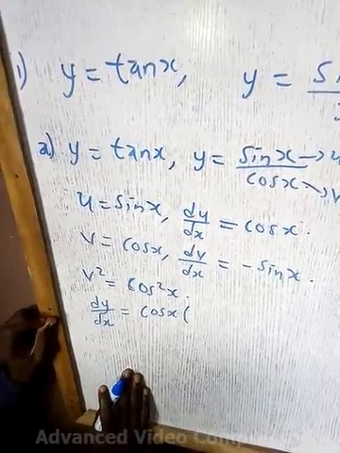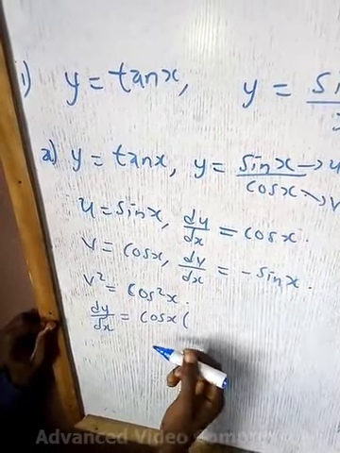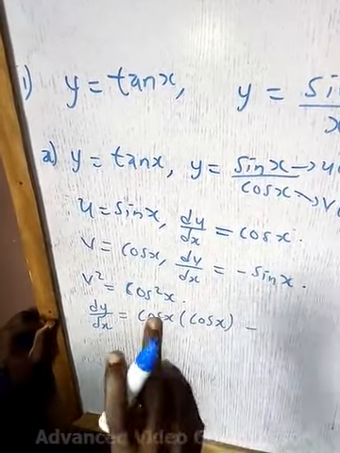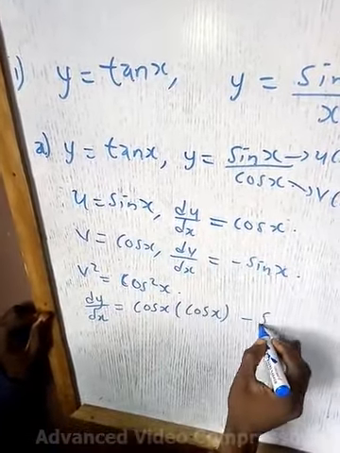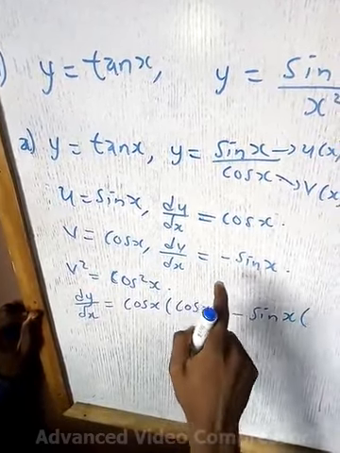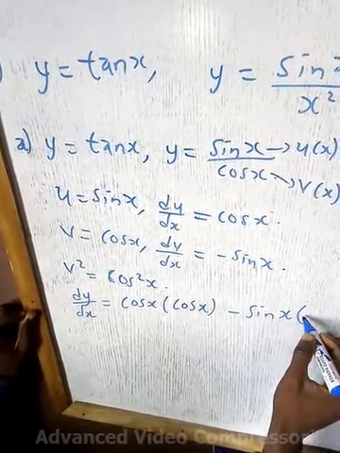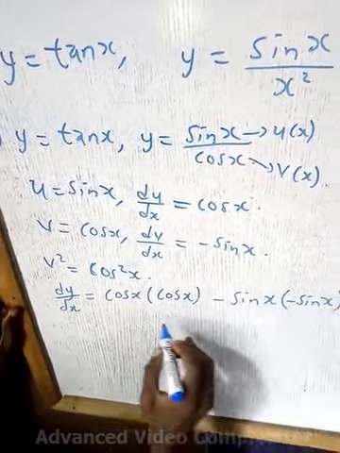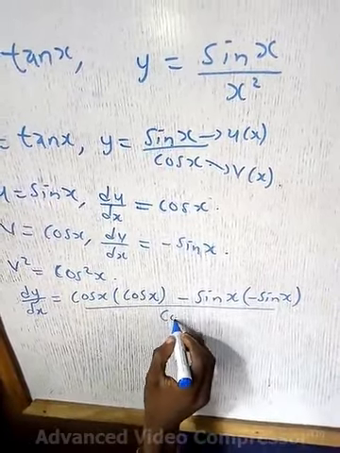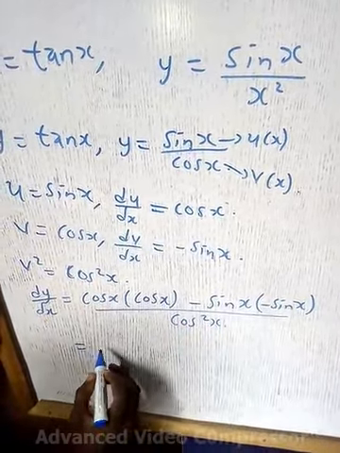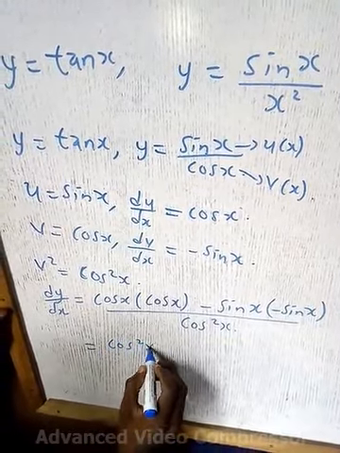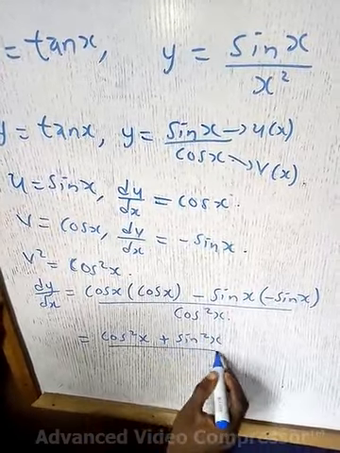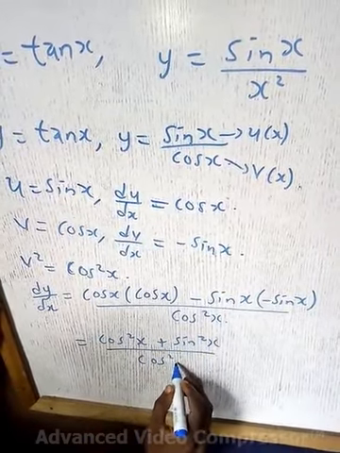So dy/dx is my v du/dx. My du/dx is also cos x, minus my u, and my u is sine x, times dv/dx, which is minus sine x. And all over v squared, my v squared is cos squared x. Minus times minus is going to be plus sine squared x, all over cos squared x.